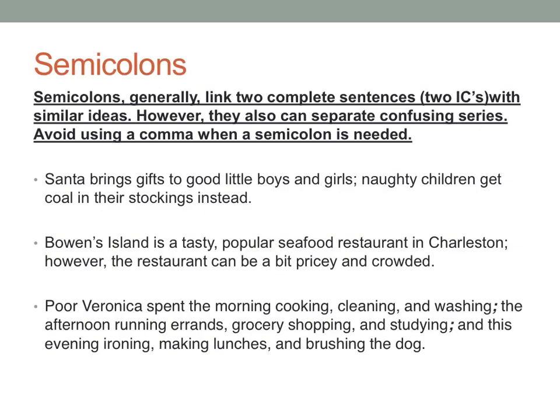They're both complete sentences, so this is accurate. Another example, Bowen's Island is a tasty and popular seafood restaurant in Charleston. However, the restaurant can be a bit pricey and crowded. So here we have two complete sentences on either side of that semicolon. You also have a two adjective rule, tasty and popular, and you have a transitional word with an intro phrase after however. So here we have three comma rules in one sentence. And this is used accurately.